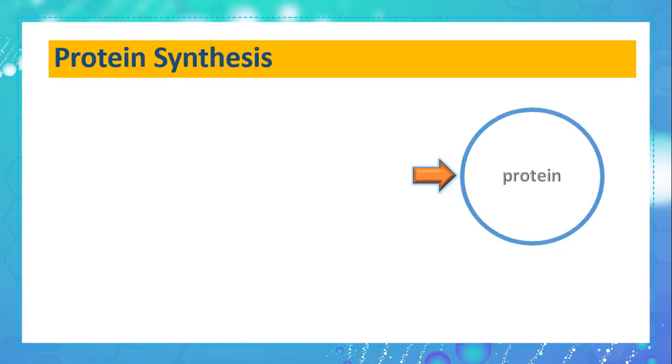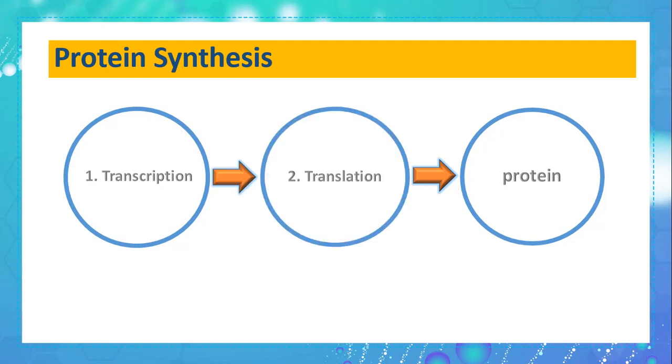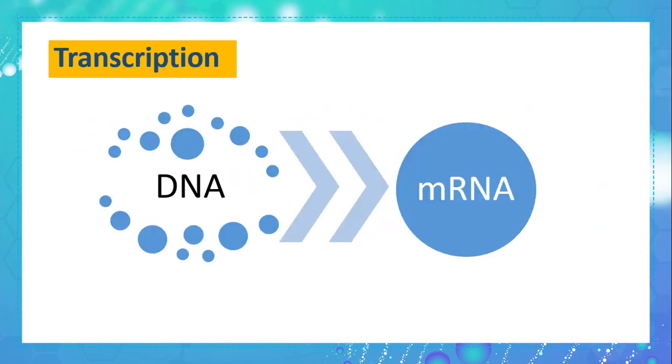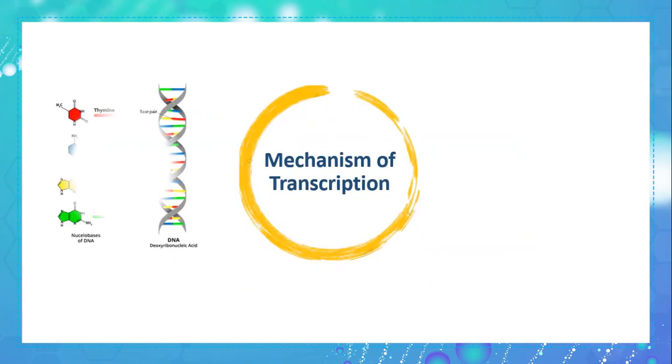Protein synthesis occurs in two steps. One, transcription, followed by translation. Transcription is the step when a copy of DNA, called mRNA, is produced. Keep in mind that DNA remains in the nucleus and mRNA is transported to the cytoplasm. Now let's examine the mechanism of transcription in the upcoming video.